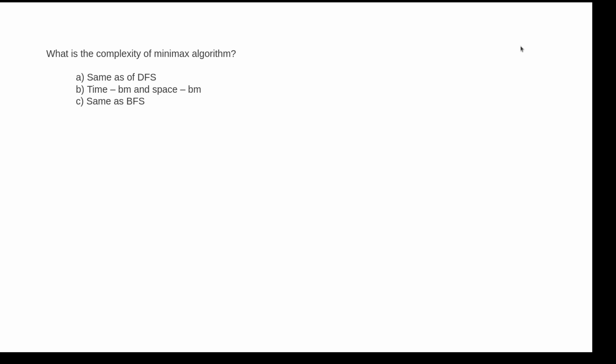So what is the time complexity of minimax? Its time complexity is b^m, if you remember, and space is bm, right? What about DFS? DFS has the same time complexity and space, if you recall. So the answer would be same as DFS: b^m time every time, and space would be bm.